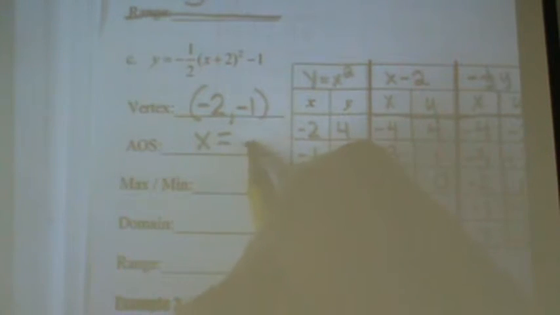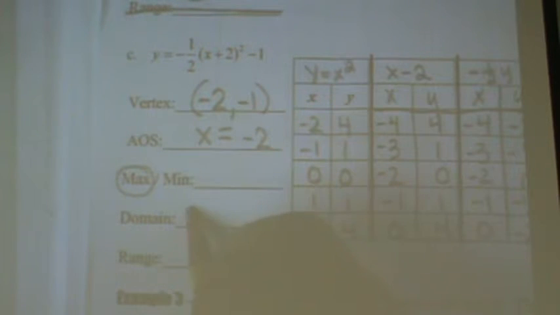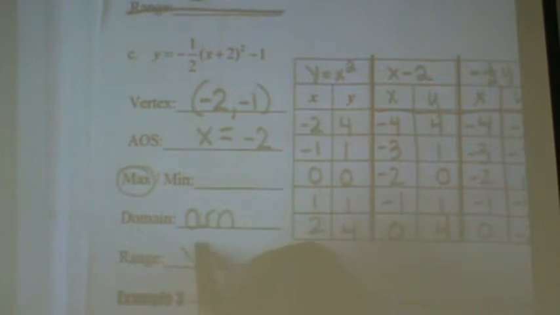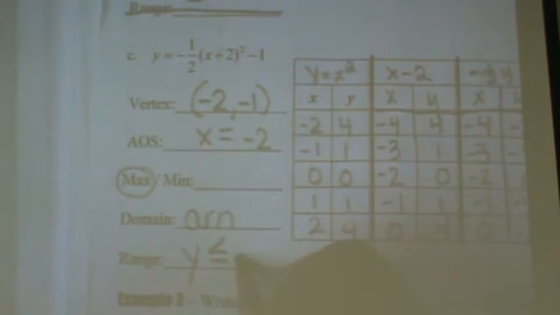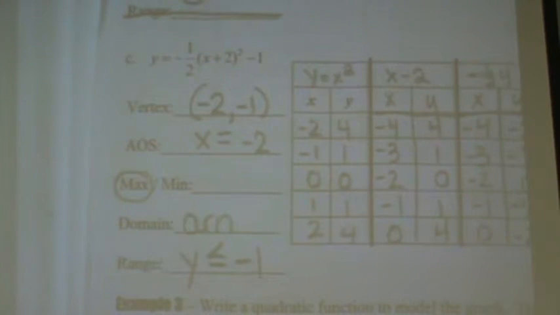And we are going to connect our dots. Now tell me the information I need in this chart. What's our vertex? -2, -1. Axis of symmetry is x equals -2. This again is a maximum. Our domain is all real numbers, and our y values are less than or equal to -1. Easy? Okay, next.